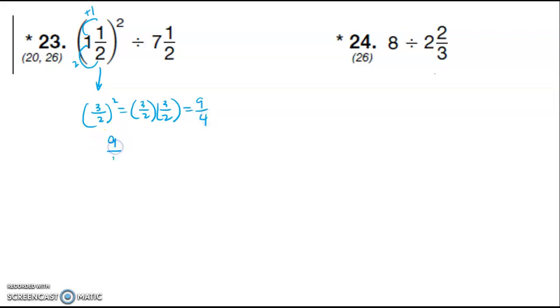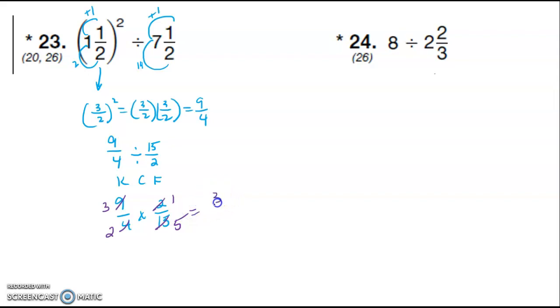So we have 9/4 divided by, let's popcorn this, 2 times 7 is 14, plus 1 is 15 all over 2. Now I can keep change flip. So 9 over 4 times 2 over 15. I'm going to go ahead and reduce this before. So 2 goes into 4 one time, 3 goes into 9 3 times, and 3 goes into 15 5 times. So I end up with 3 over 2 times 1 over 5, which gives me 3 over 10, and that's as far as that's going to go.